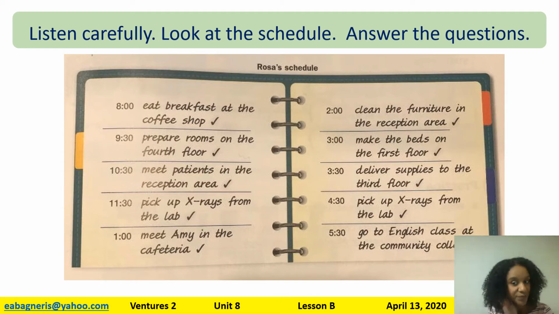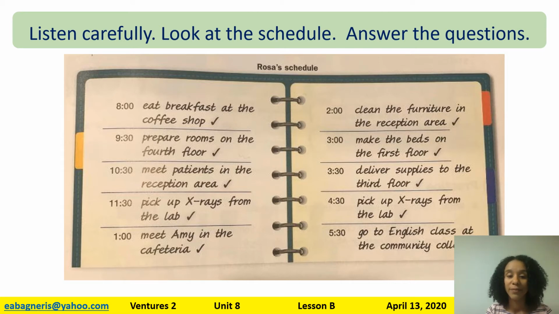Did you answer? She prepared rooms. So where did Rosa go at 9:30? She went to the 4th floor. What did she do there? She prepared rooms. Make sure that when you are answering the questions, you are answering in the past tense. Okay? She prepared rooms.